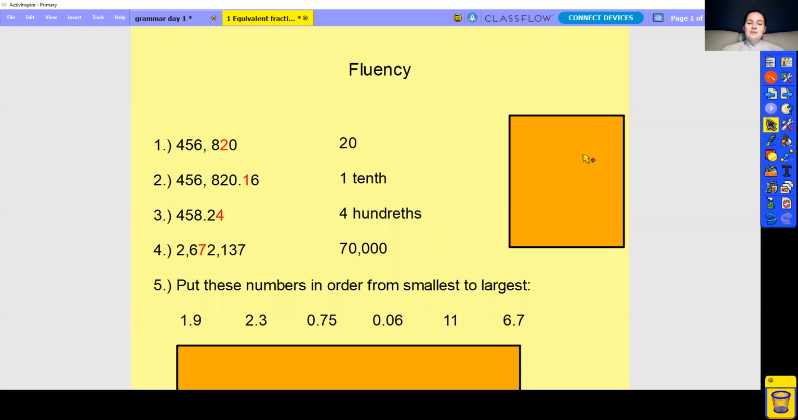Okay, so now you need to put these numbers in order from smallest to largest. So when we're ordering them, we look for the digit to the left and we find out which has got the smallest value. You've got 1.9, 2.3, 0.75, 0.06, 11 and 6.7.